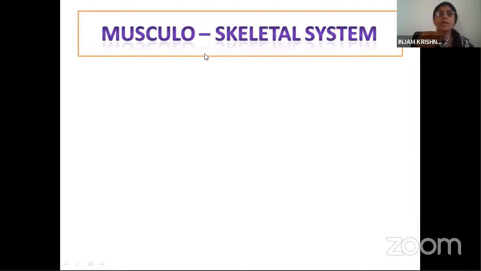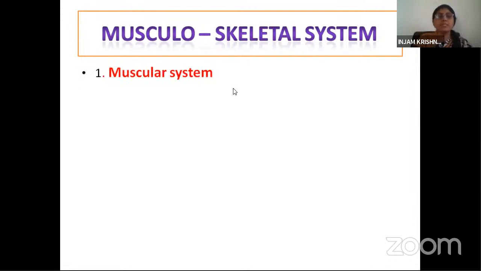But always when we are reading in zoology, we read separately about each system. But here we are reading the musculoskeletal system together. Why so? Because without the skeletal system, there is no function of the muscles, and without the muscles, there is no function of the skeletal system. Both are interdependent. That's why we learn about the musculoskeletal system together.